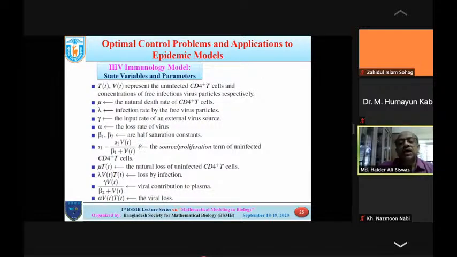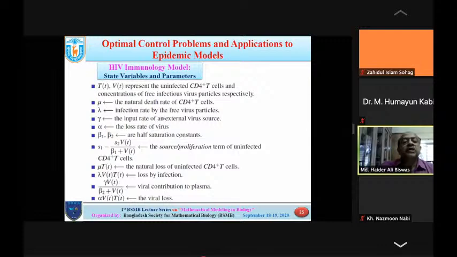And this is the source for the uninfected CD4 cell, this S1 minus this one. And all these are the natural loss of the uninfected CD4 cell. And this is the loss from infection. And accommodating all these things, our model looks like this.